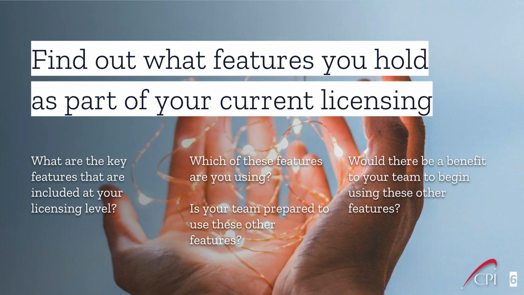The next question is, which of these features are you using? So now that you've determined this list of available potential features, what you may find is that you absolutely are using every single feature. So, out of the list of 10 things, you may be using 10 things. And if that's the case, that's fantastic.